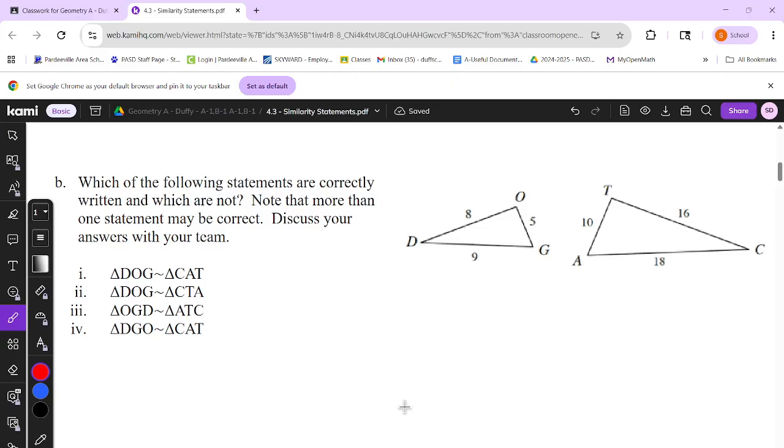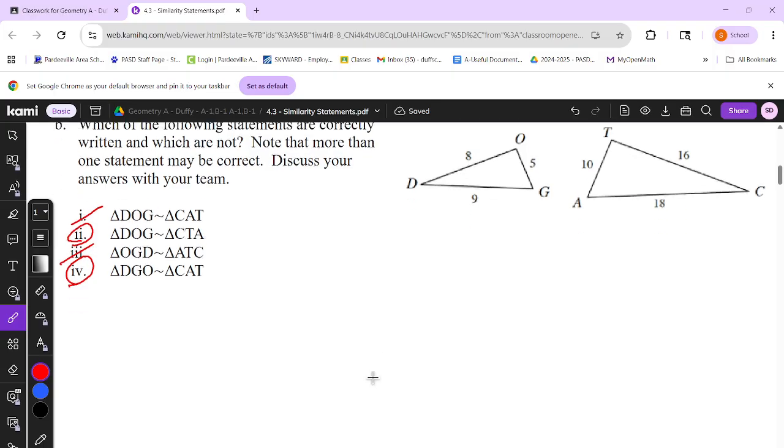DOG and CAT, would those work? No, they wouldn't. DOG and CTA, would those work? Yes. OGD and ATC, OGD, ATC, they would not work. But DGO and CAT would work. So just numbers 2 and 4.